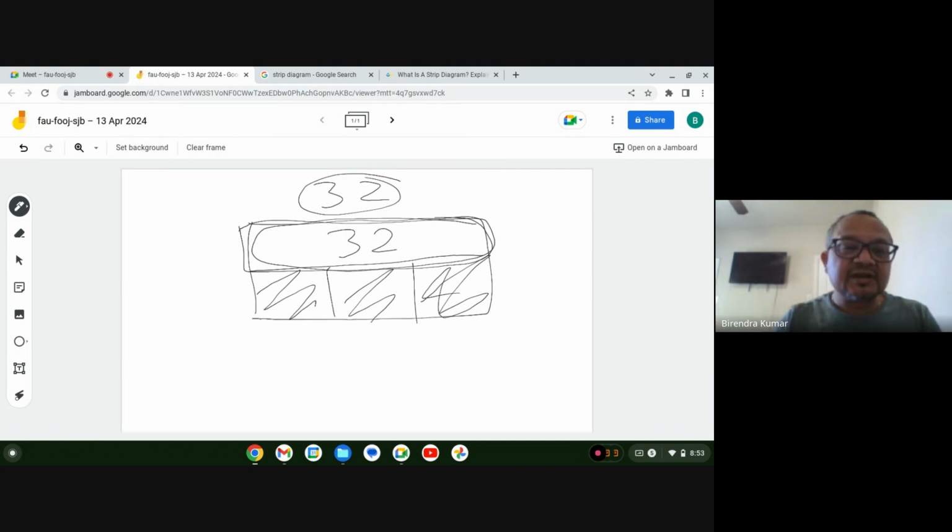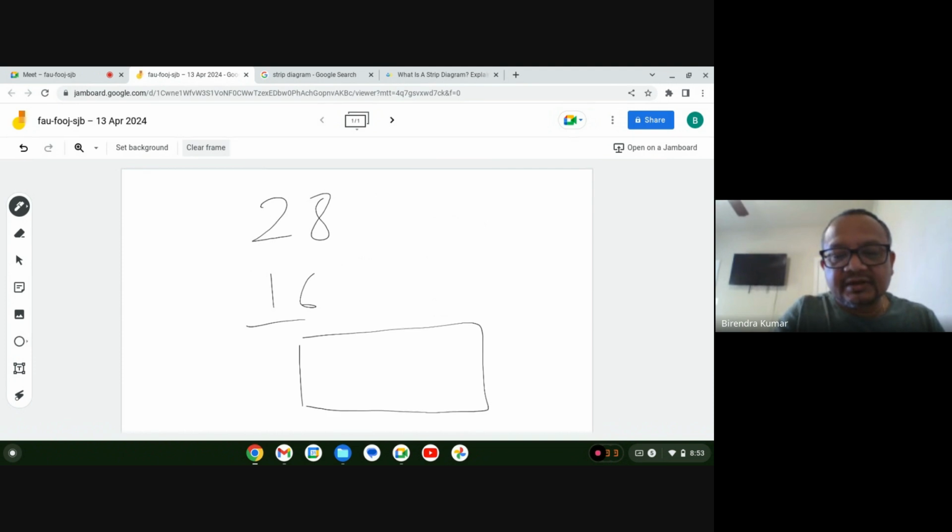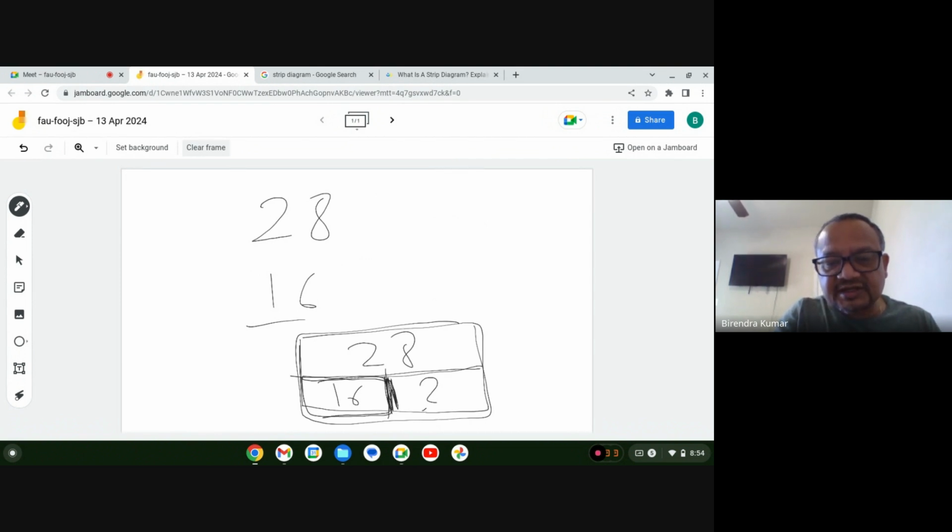divide, subtract things. Now let's say you have to subtract 16 from 28. What will you say? You will use a strip diagram like this. You'll say, okay, I have 28. I'm subtracting 16. What am I left with? So you will put two boxes here. This is one big box, and inside that you are making two boxes. So 16 is this part. What is the remaining? 28 minus 16 is 12. So this goes in here.